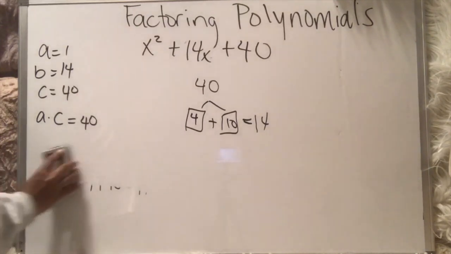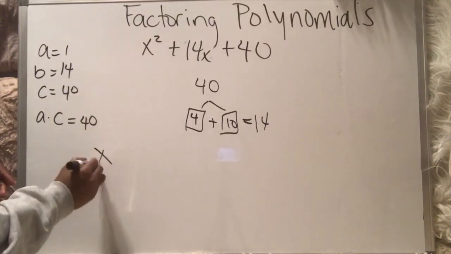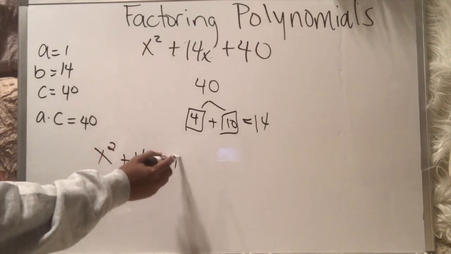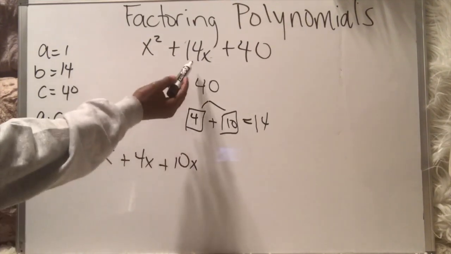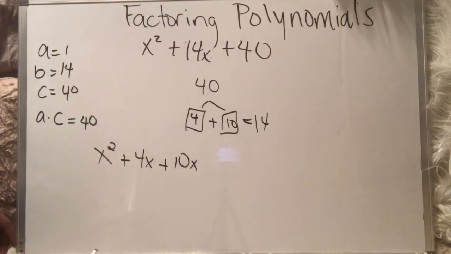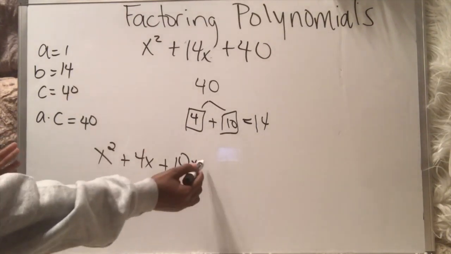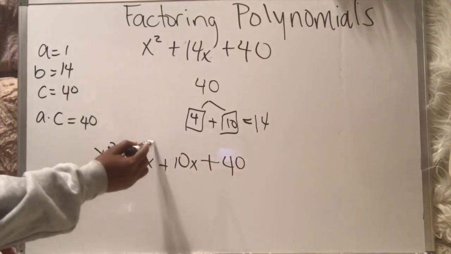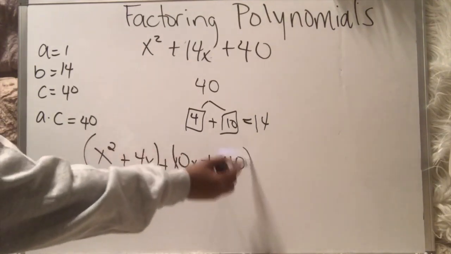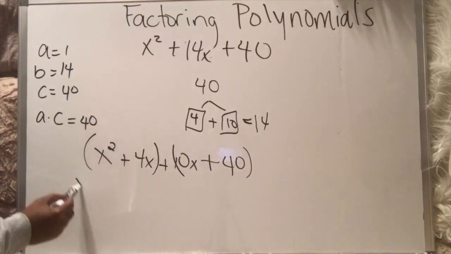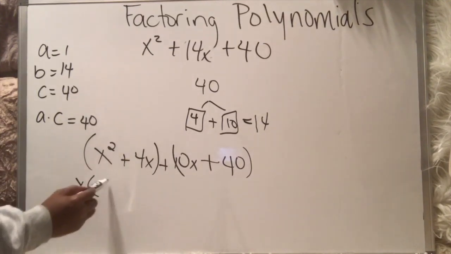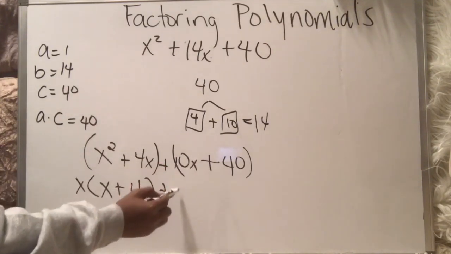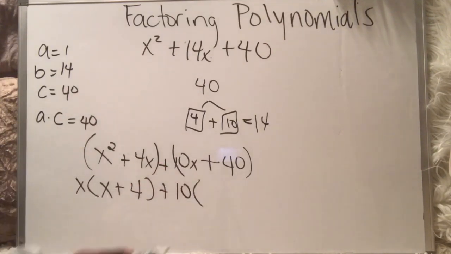So now that we figured that out, we write x squared plus 4x, and remember, plus 10x. 4x plus 10x does give me 14x, so we just split it up. It's still the same, plus 40. So now I'm going to group. I'm going to find my GCF. I can see that my GCF is x. I can see that my GCF is 10, so I'm taking that out.